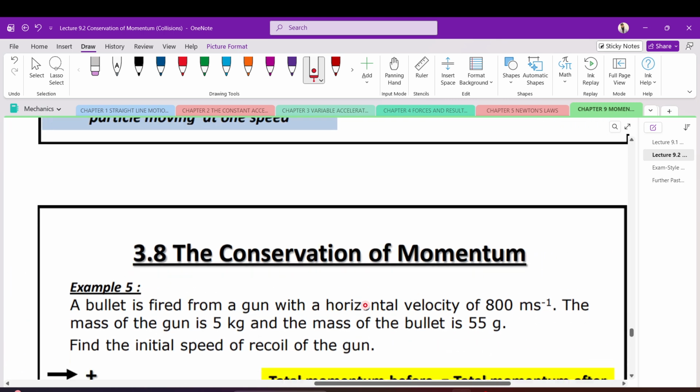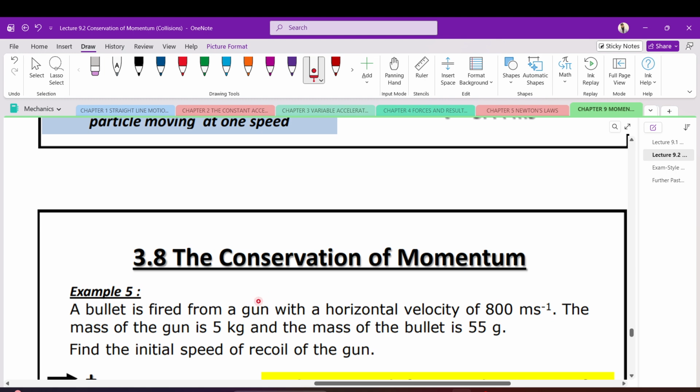All right, example 5. A bullet is fired from a gun with a horizontal velocity of 800 meters per second. The mass of the gun is 5 kg and the mass of the bullet is 55 grams. Find the initial speed of recoil of the gun.